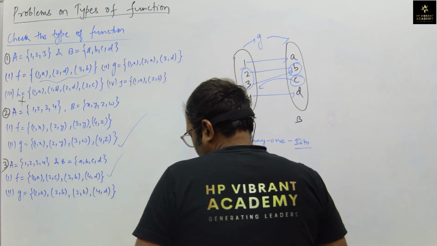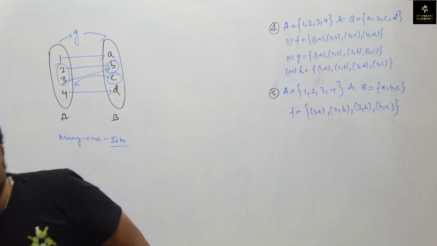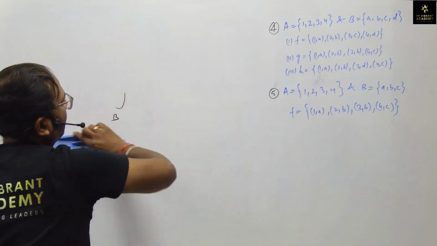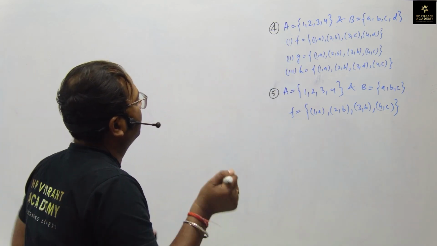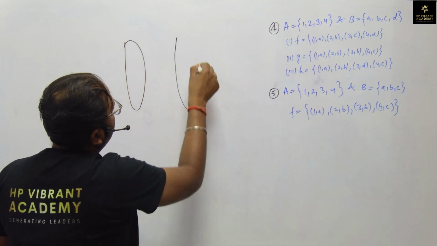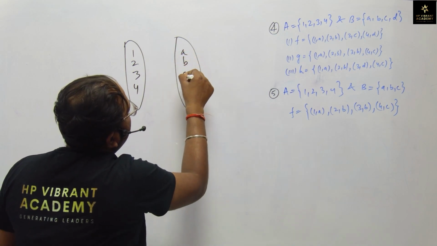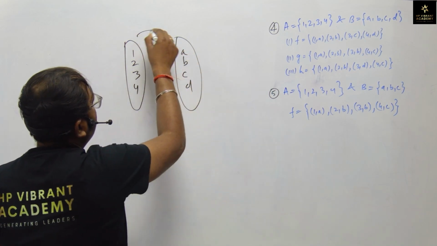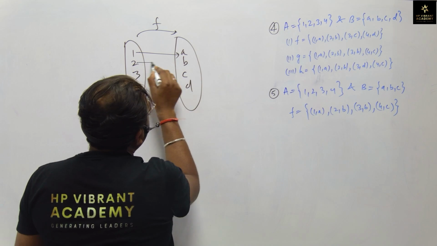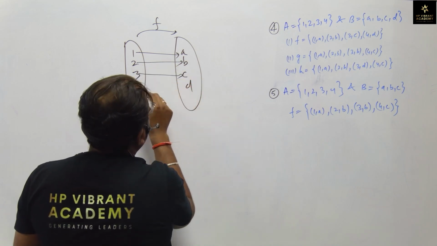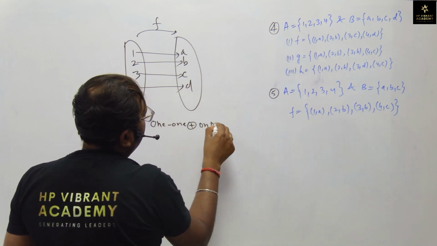Okay. Now let us discuss question number 4. In question number 4 we have set A and this is set B. So the elements in set A are 1, 2, 3 and 4. In set B we have A, B, C and D. So we have the relation F as 1 goes to A, 2 goes to B, 3 goes to C and 4 goes to D. Clearly this is one one plus onto. So this is a one one onto function.